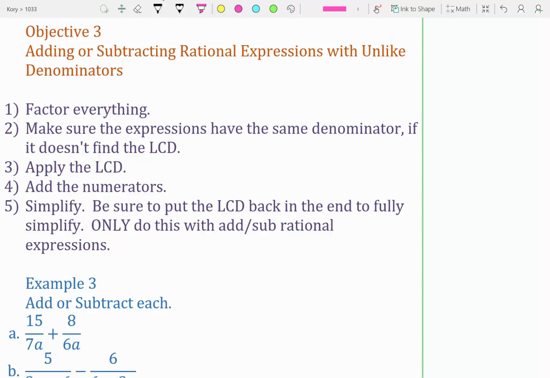Now, this you do if you're doing it my way by clearing out the fractions. If not, if you're doing it the other way of getting the same denominators, then you don't need to put it back.